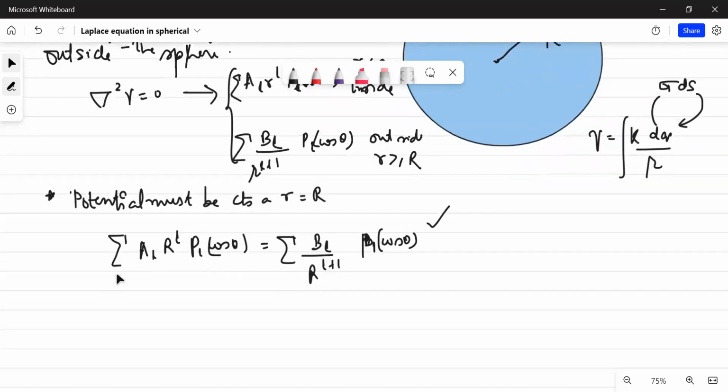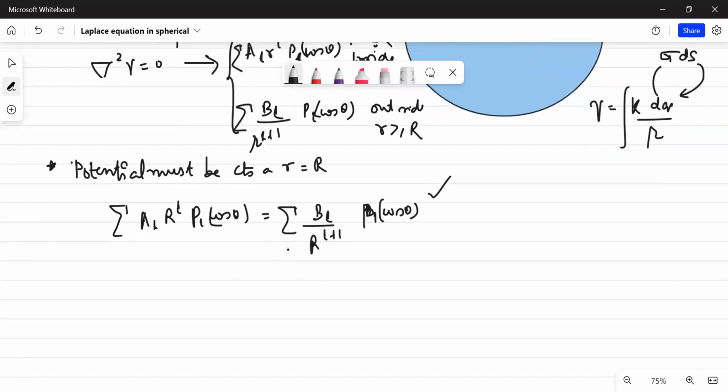And if I compare both sides, I will get a relation between the A_Ls and B_Ls. So what would my B_L be? B_L would be, I think, A_L R raised to power 2L plus 1. So this is one of the conditions that one needs to remember. The most appropriate way to do this would be to integrate both sides by P_L' cos theta and apply the orthonormality condition, that is the integral of P_L P_L' dx equals 2 upon 2L plus 1 times the Kronecker delta L L'.